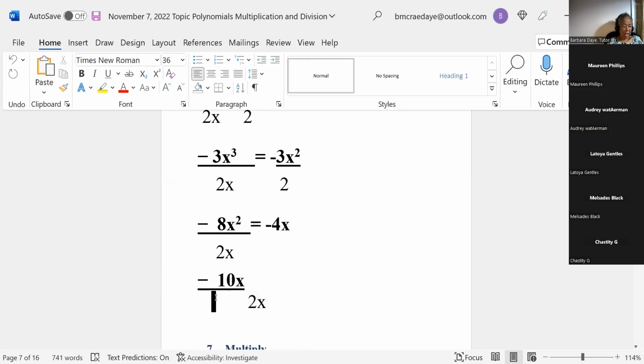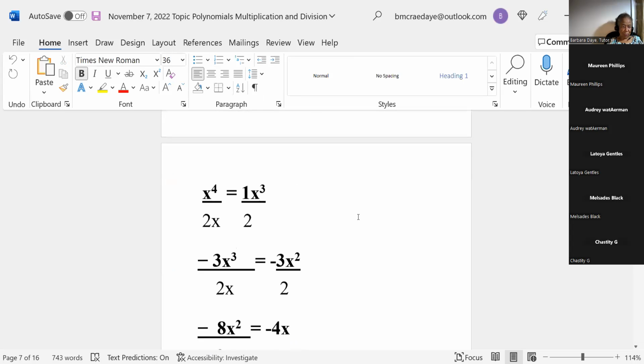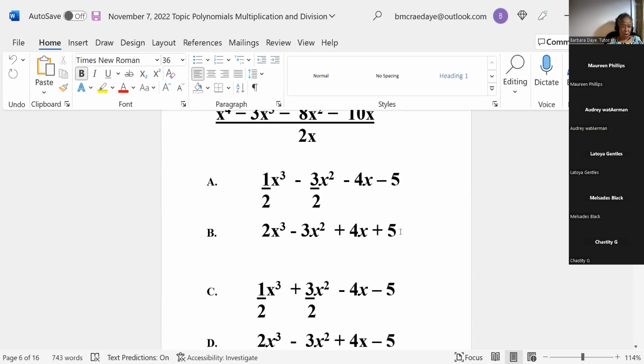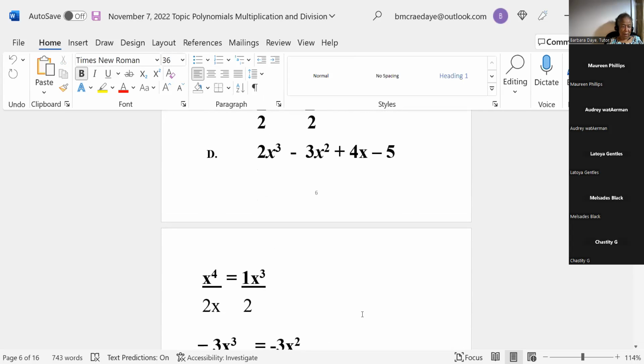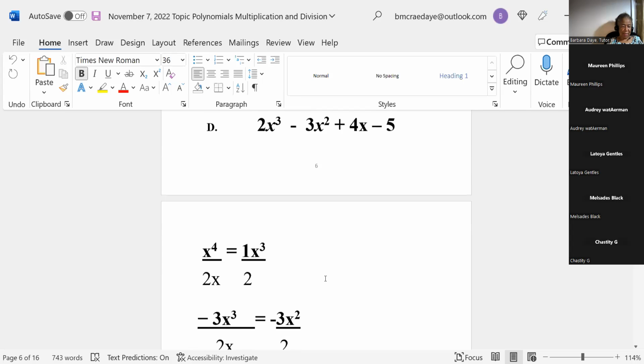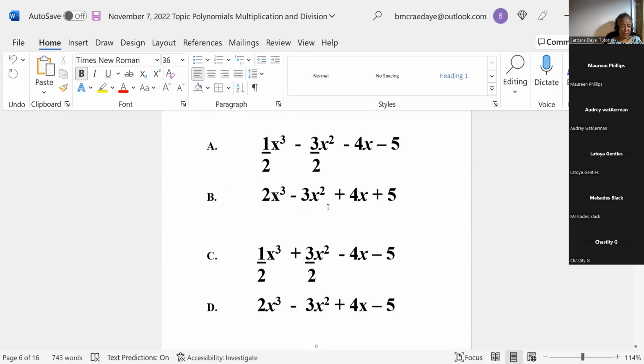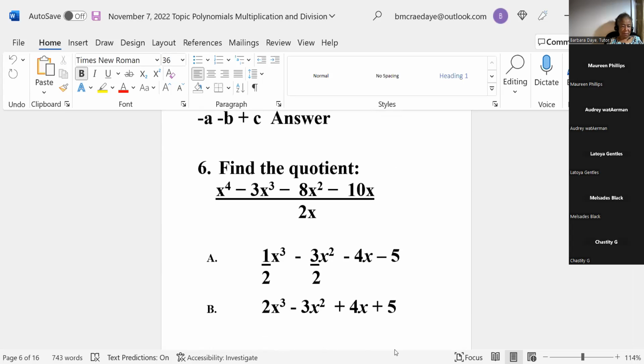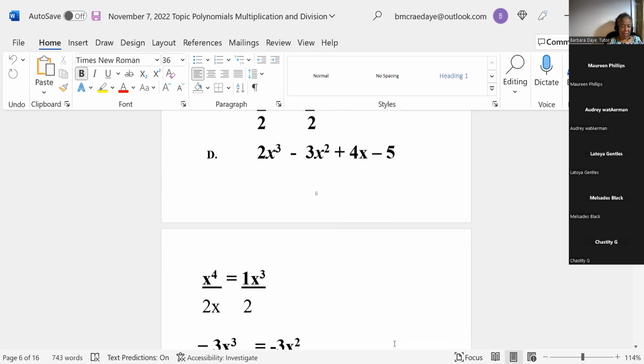Okay. So what is that equal to, Latoya? Negative 5. 10 over 2 is 5. That's right. And x over x is 1. So that's equal to minus 5. Now put all those together and what answer does it match? A. 1/2 x to the third minus 3/2 x to the second minus 4x minus 5. Answer A. Any questions?